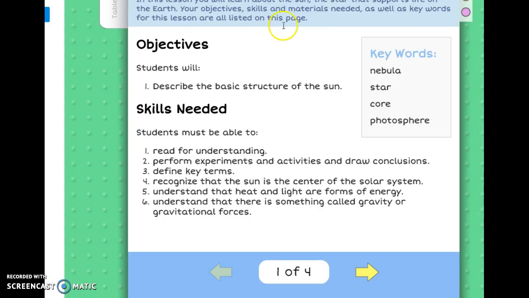All right, so let's look at these objectives. Friday, you guys completed Earth's formation and the sun. Your objectives for this lesson were to describe the basic structure of the sun. So you've been talking about the star in the past, so you should be a little bit familiar with nebula, star. We're going to talk about core, and you'll learn more about core today when you talk about structure of the Earth, and then photosphere.